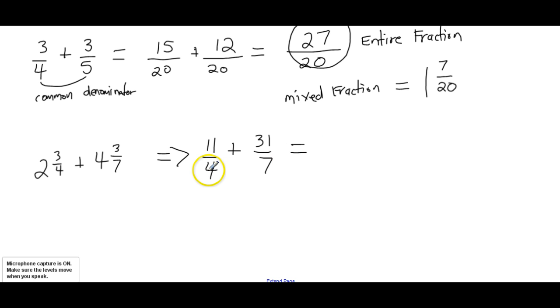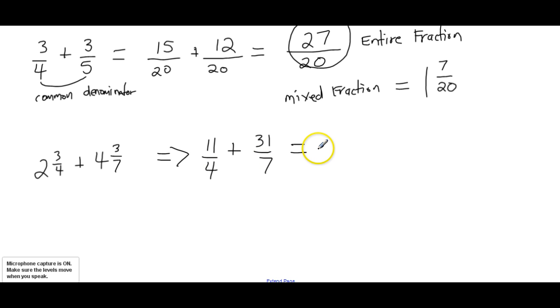Well, we do it exactly the same way we did this one here. We find a common denominator between 4 and 7. Well, we can just multiply the two numbers together, 4 times 7, which is 28. That certainly is a common denominator, but is there a number less than that that 4 and 7 will go into? Well, let's look at multiples of 7. 7 times 2 is 14. 4 does not go into 14. 7 times 3 is 21. 4 does not go into 21.